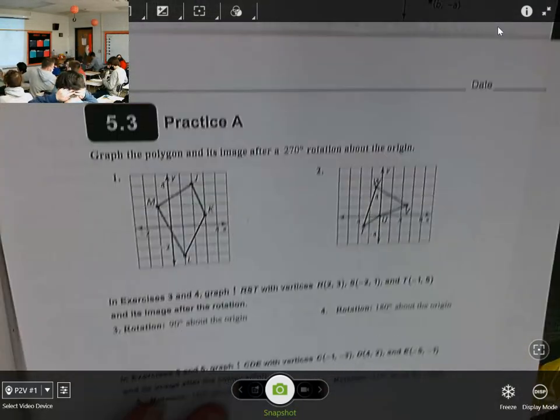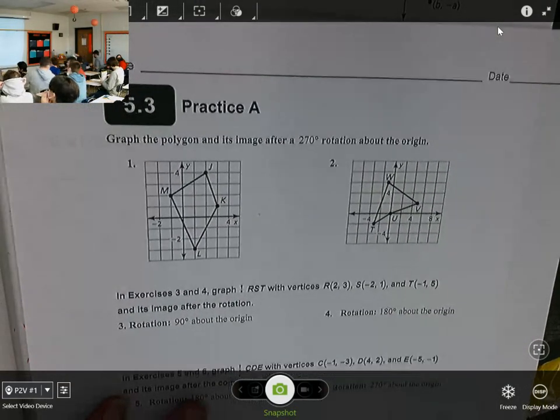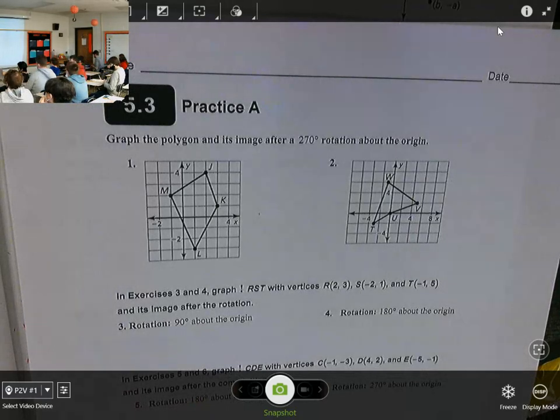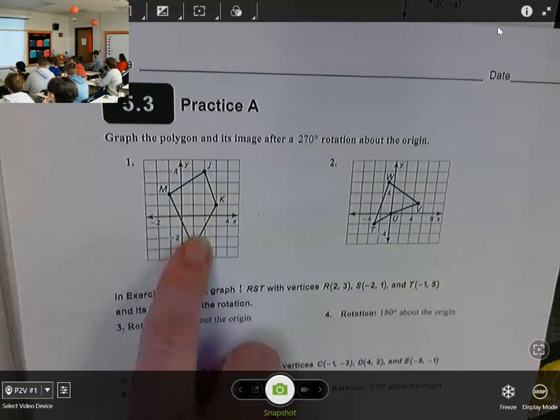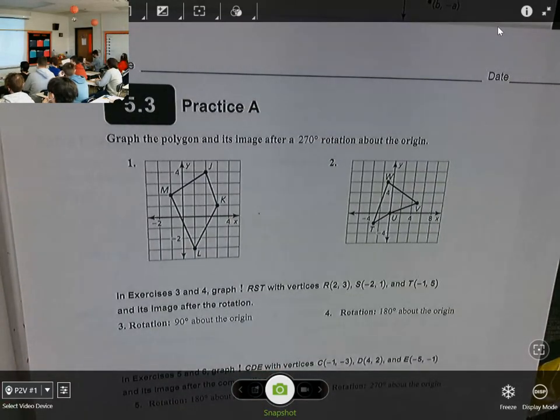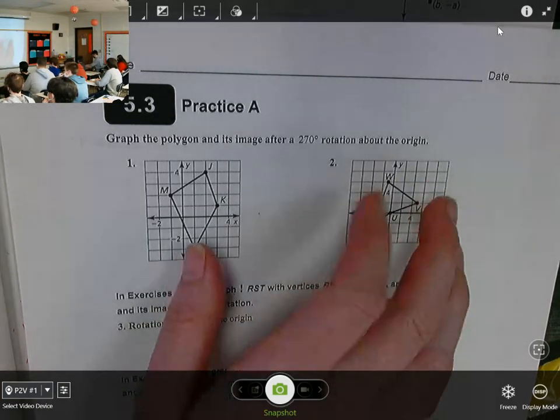Alright, if I can have your attention, please. It says graph the polygon and its image after a 270-degree rotation about the origin. So you, on a separate piece of graph paper, have to graph this original image plus the new image after the 270-degree rotation. So you do not do any graphing on here.